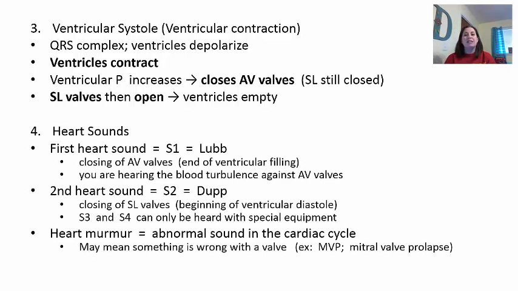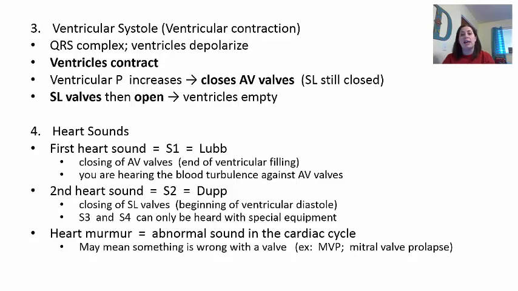Now, this whole process of moving blood through the heart and this opening and closing of valves actually creates sounds that we can hear in our heart. The first sound is called the S1 sound, sound 1, and this is the lub sound. This is the closing of the AV valves at the end of ventricular filling. So you'll hear the blood turbulence against the AV valves. So as the ventricles get ready to contract, the turbulence of the blood, the waves of the blood will hit this closed valve, and that's what you hear as the sound, and that's the lub sound.